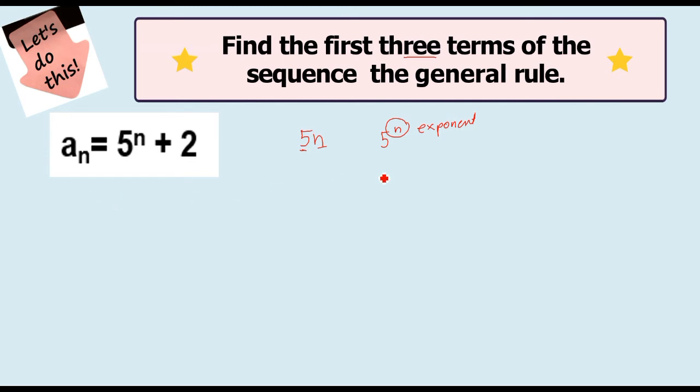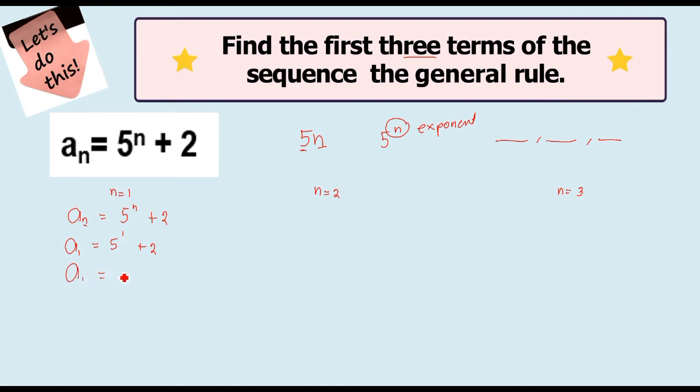Okay? So, let us have now. So, ibig sabihin, tatlong term ulit yung kukunin. Yung 1, 2, and 3. Okay? So, ang n natin, n equals 1, and n equals 2, and n equals 3. So, given ang ating general rule that a sub n is equal to 5 raised to n plus 2. Okay? So, papalitan po natin yung n ng 1. So, a sub 1 equals 5 raised to 1 plus 2. So, isang beses lang daw imumultiply yung 5. So, 5 raised to 1 is 5.